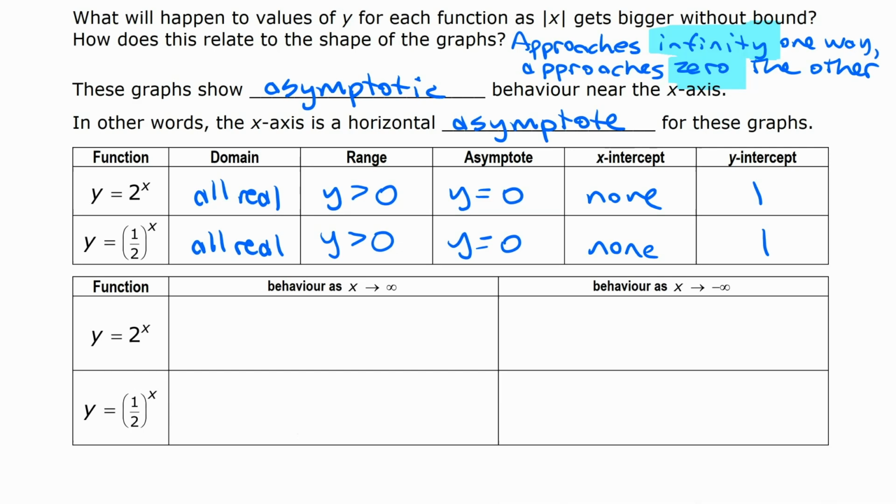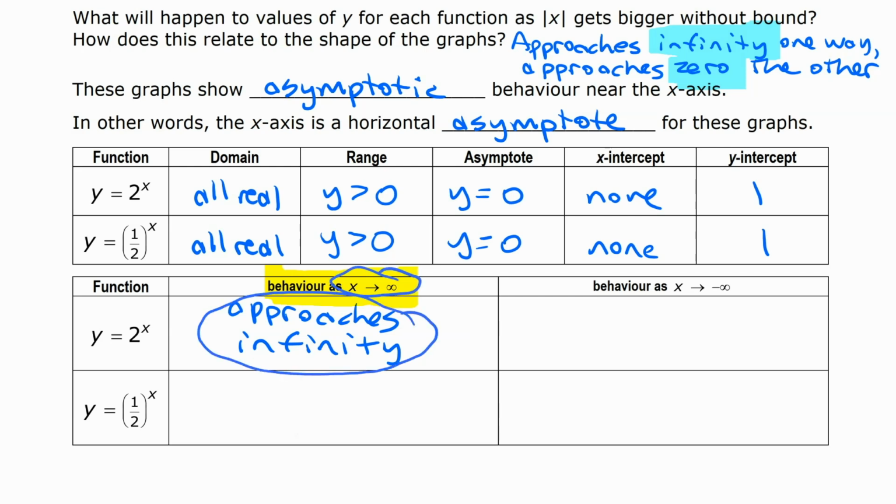All right? And then the behavior. So first of all, the behavior as you approach infinity. Now you may never have seen this symbol before, but this x and then an arrow and the infinity symbol means as x approaches infinity, meaning it gets bigger and bigger and bigger without any upper boundary. All right, so behavior as x approaches infinity. For 2 to the x, the y values approach infinity. As x approaches infinity, the y values approach infinity. If you wanted to, you could say that as x approaches infinity, y approaches infinity, if you want to use that same notation like that.